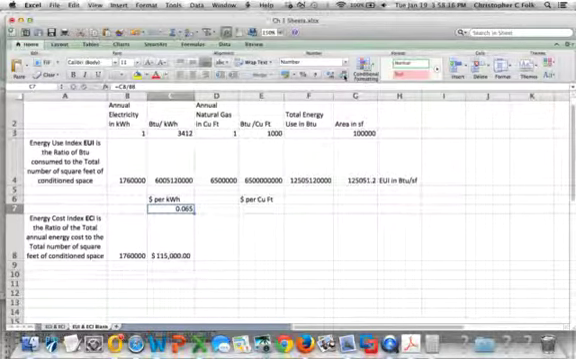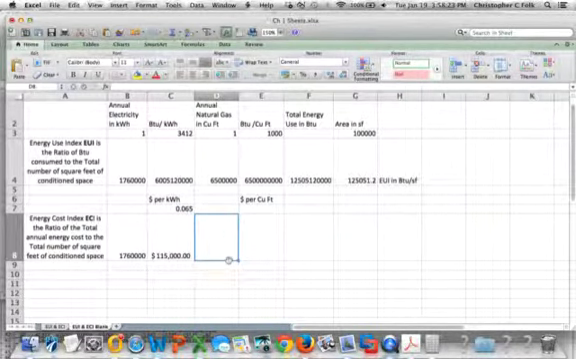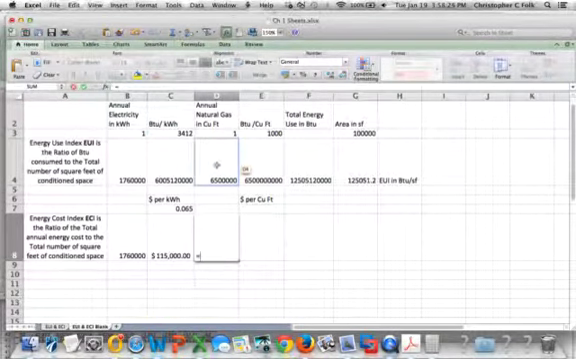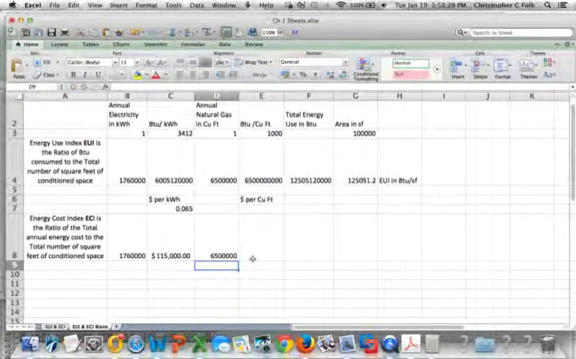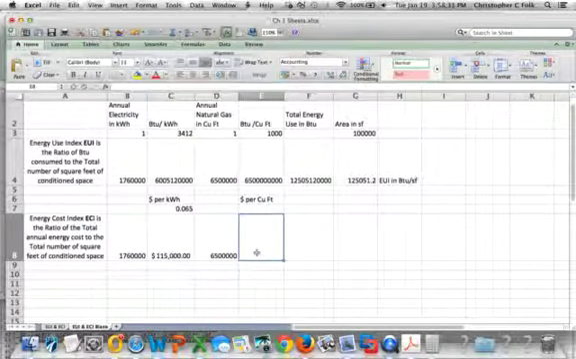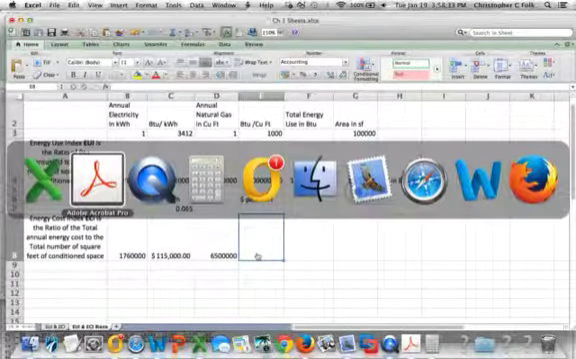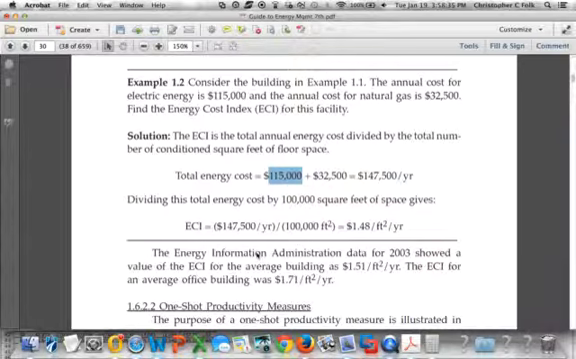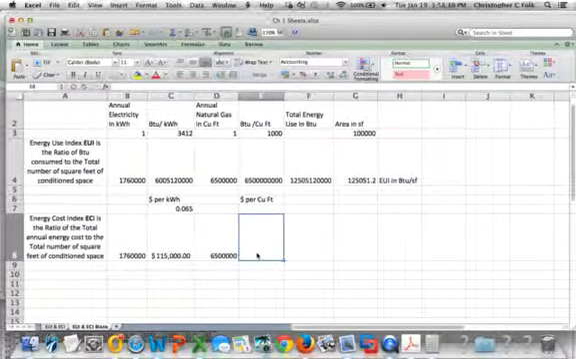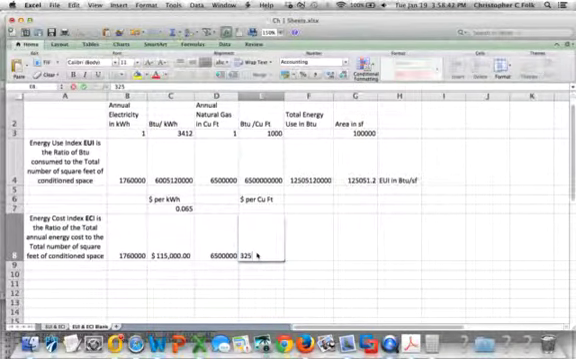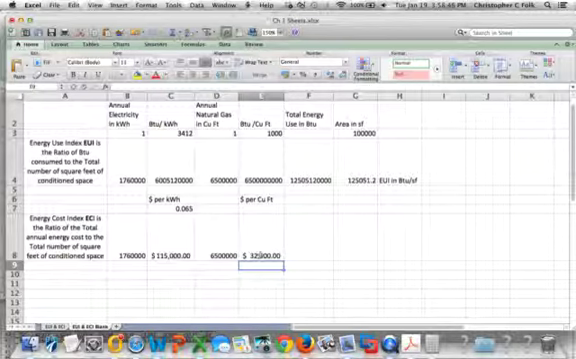We can do the same thing for the cost of the natural gas. All right, so here's the usage. Again, it's going to be the same amount of energy. I'm going to bring it down here. So there's my 6.5 million. And we said it was what, $32,500? Yep, $32,500. Right, so I'll put that in here, 32500. Enter. Notice it came in dollars.